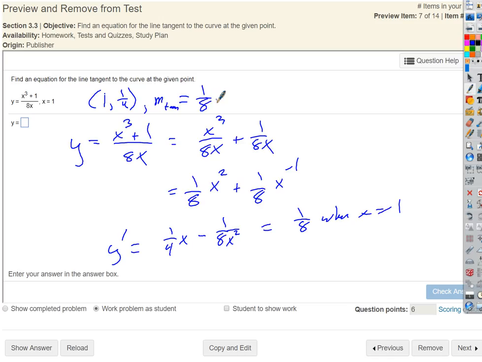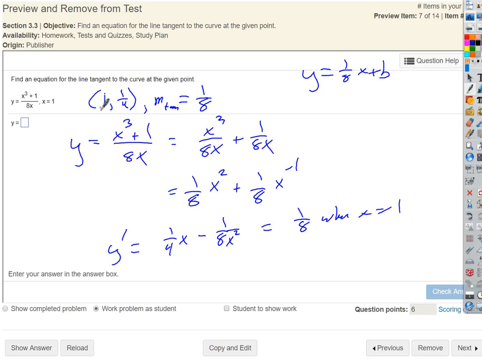So what would we do there then? Get the equation of the tangent. Slope y equals m. Yeah, y equals mx plus b, right? So 1/8 x plus b. We could plug in 1 and 1/4 for x and y respectively and find b, right? You good with that? Okay.